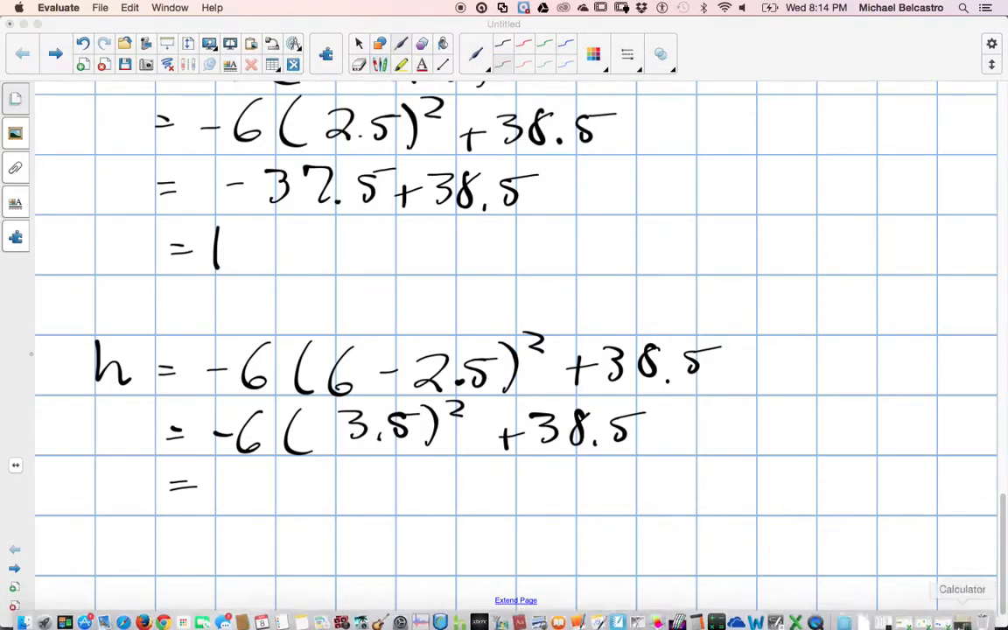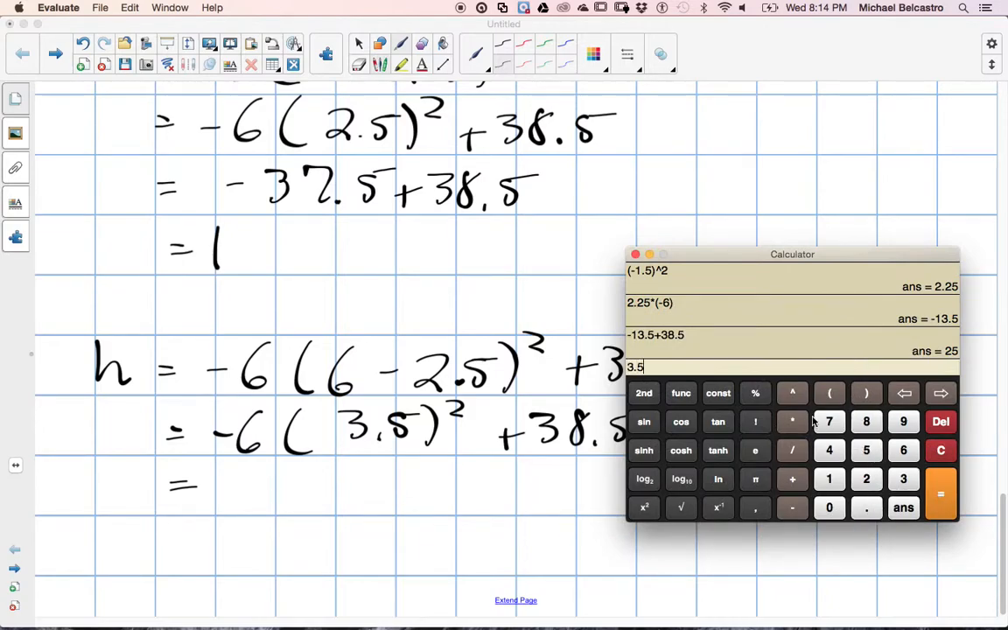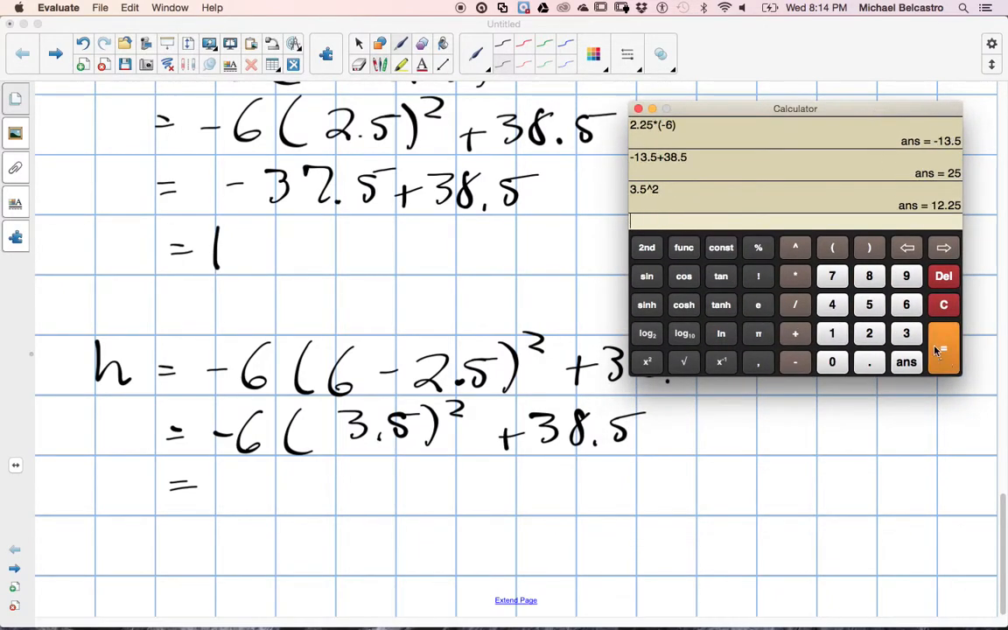Okay, 3.5 squared equals 12.25. Times our negative 6. Yeah, I guess it is. And then when we add 38.5 to that, we are clearly below ground. We're way below ground. Ground would be 0 in height. So at 6 seconds, this ball has somehow driven deep into the earth, which we know wouldn't happen. It would just stop, right?